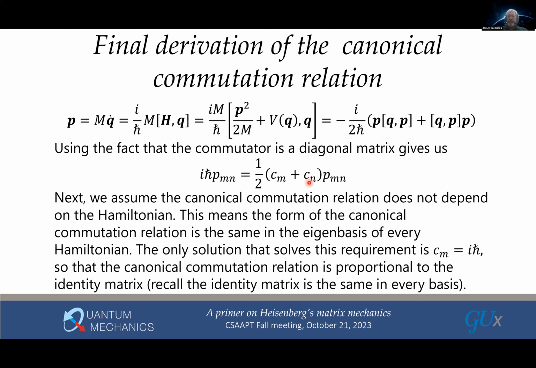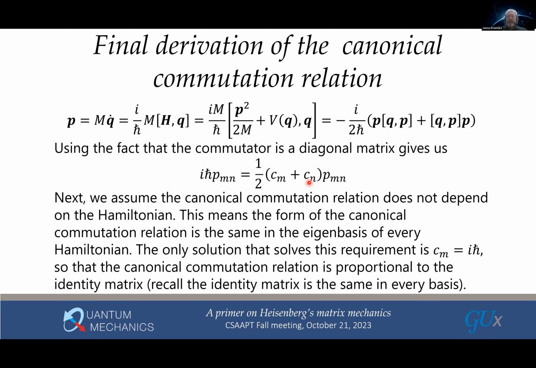And that other postulate is that the canonical commutation relation does not depend on the Hamiltonian. And the way to understand why this should be true is if we take Dirac's perspective that the canonical commutation relation is related to the Poisson bracket. The Poisson bracket in classical mechanics does not depend on what Hamiltonian it is that you're solving. It's always equal to 1.